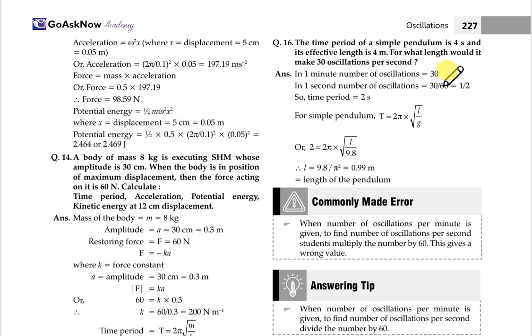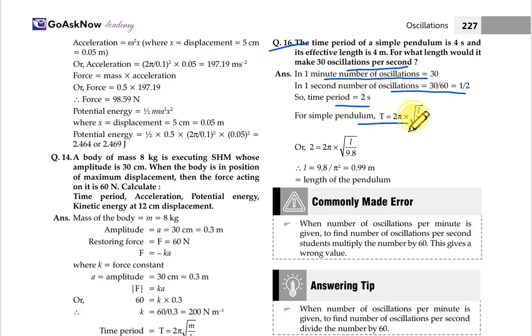The time period of a simple pendulum is 4 seconds and its effective length is 4 meters. For what length would there be 30 oscillations per minute? In 1 minute, the number of oscillations is 30. In 1 second, the number of oscillations is 30 by 60, which equals 1 by 2. So the time period is 2 seconds.